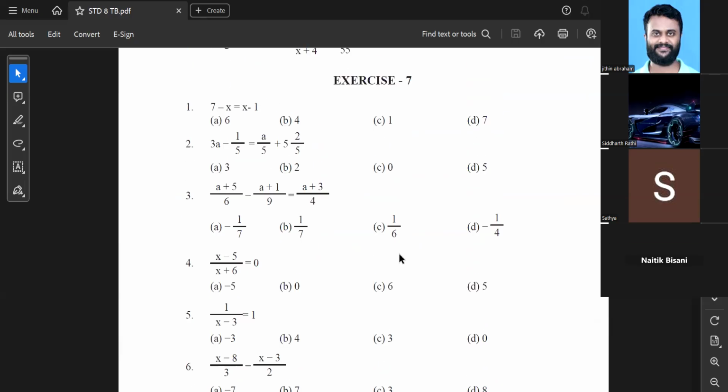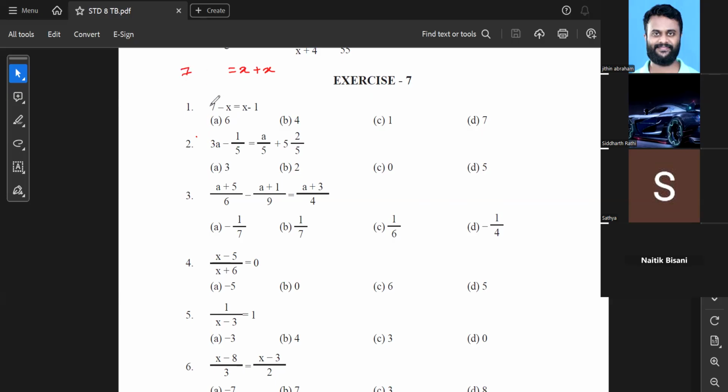Let's solve a couple of problems from the exercise just to get acquainted. So the first question goes like 7 minus x is equal to x minus 1. What should we do first? Obviously, we need to take the x's together. On any side you can take, left side, right side, it doesn't matter. In this case, since this is a positive x and this is negative x, when I take it to the other side, it will become positive. So instead of taking it to the left hand side, I'm going to take everything to the right hand side. Because for equals, the left and right basically have equal importance.